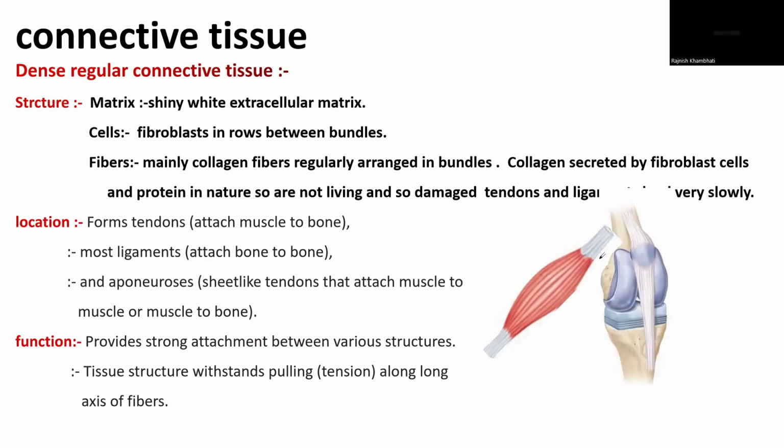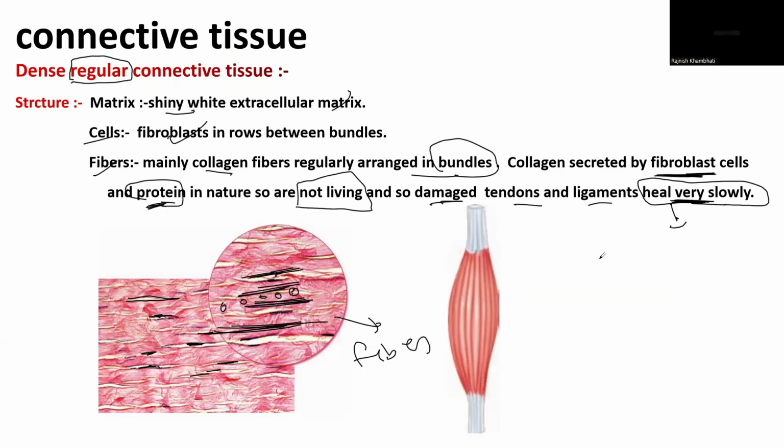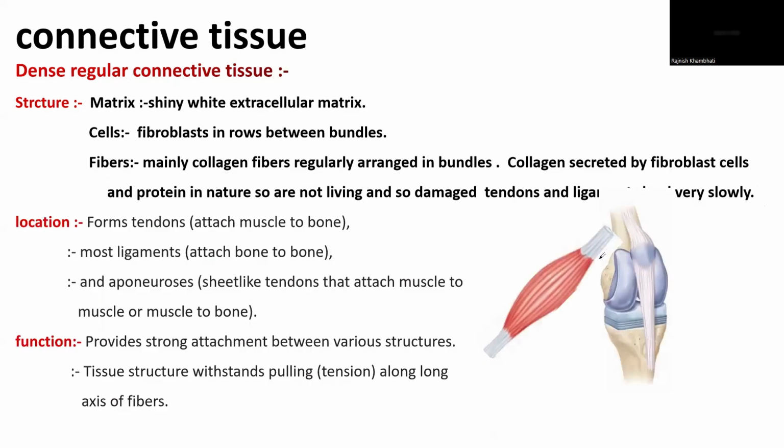Next slide is the same tissue. See, this is also regular connective tissue. Over here, we will be explaining its location and function, meaning where you can find it. So first, location: it forms the tendons. Now, what is a tendon? It attaches muscle to bone. You can see in the diagram, where bone is attached to the muscle is the tendon.